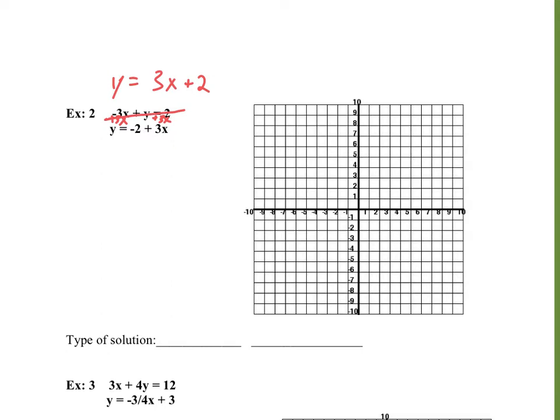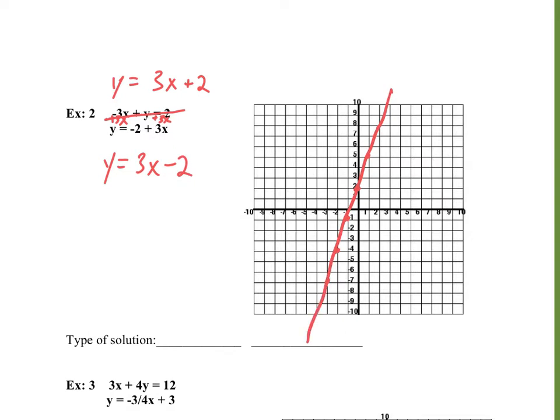Yeah, so we can flip that around, you're right. Okay, so the b value on the first one is 2, up 3 over 1, or down 3, left 1. Just like that. Sorry for the confusion.